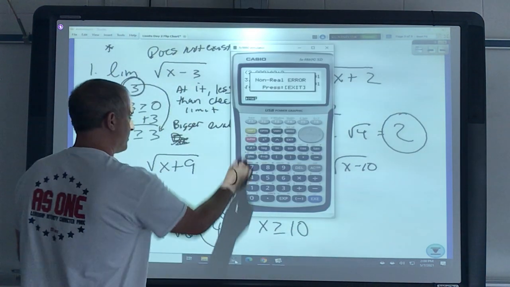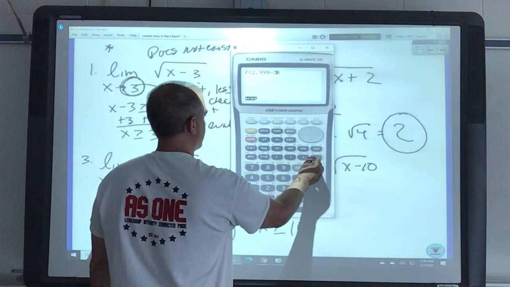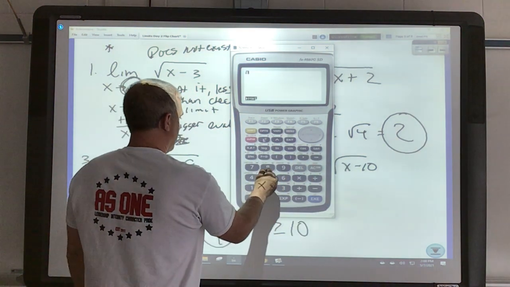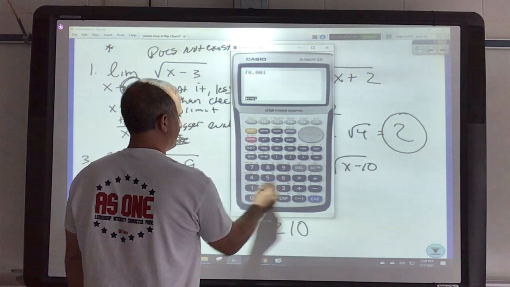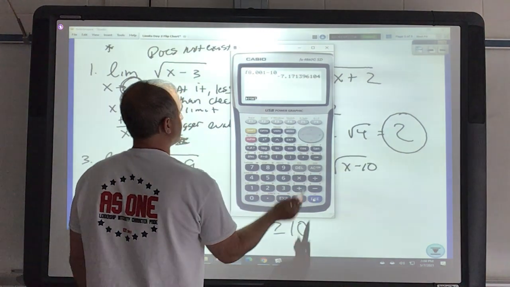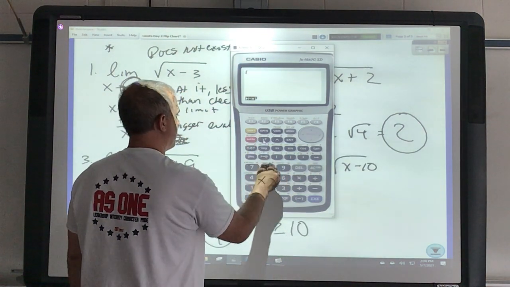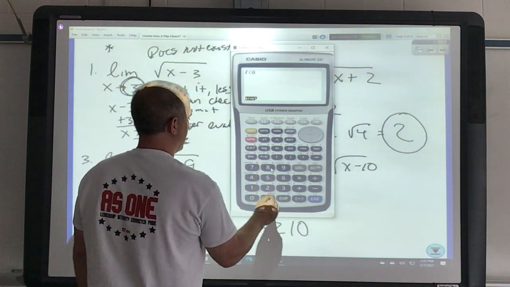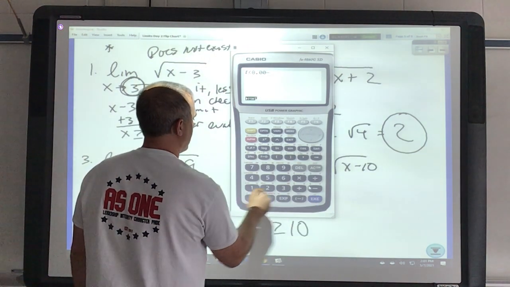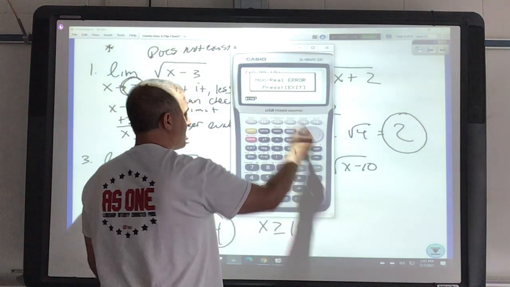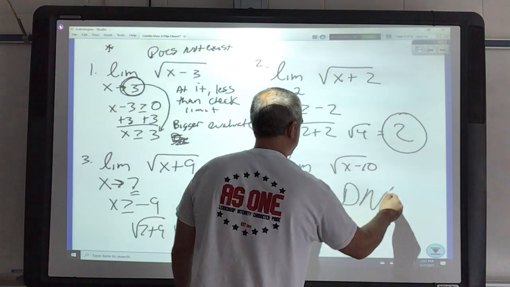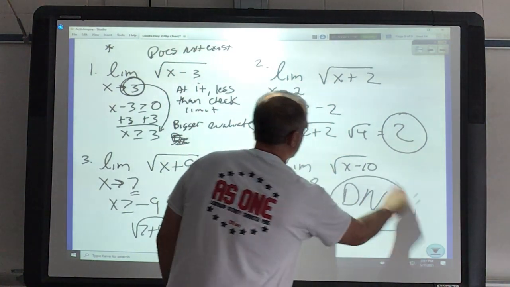And what happens is, even when I choose either side, what happens? Oh, wait, I need to put that in parentheses. 8.001 minus 10. I got that, it didn't even exist, so this is a do not exist problem. So you got to be careful about the square roots.